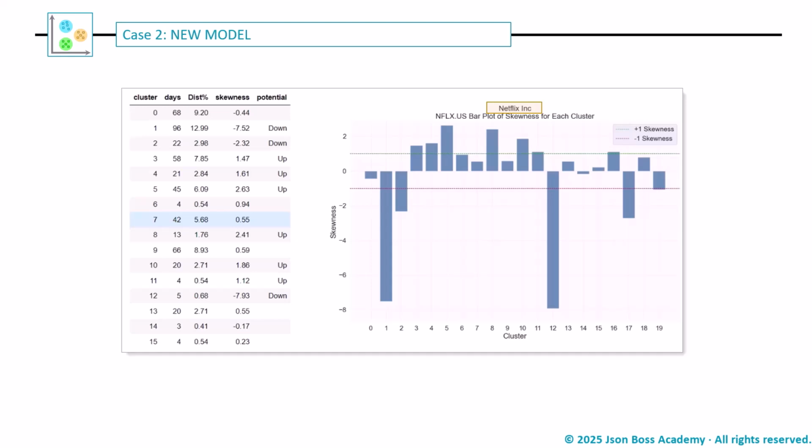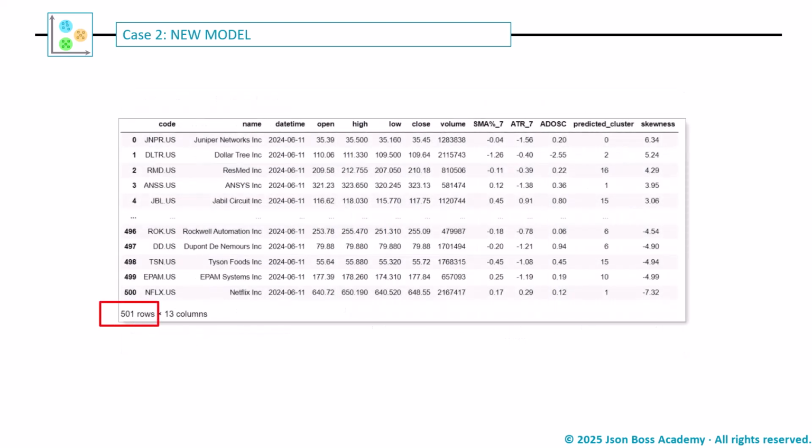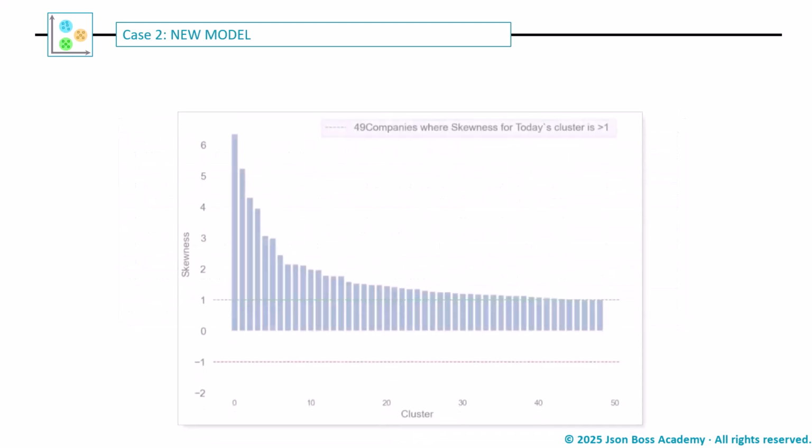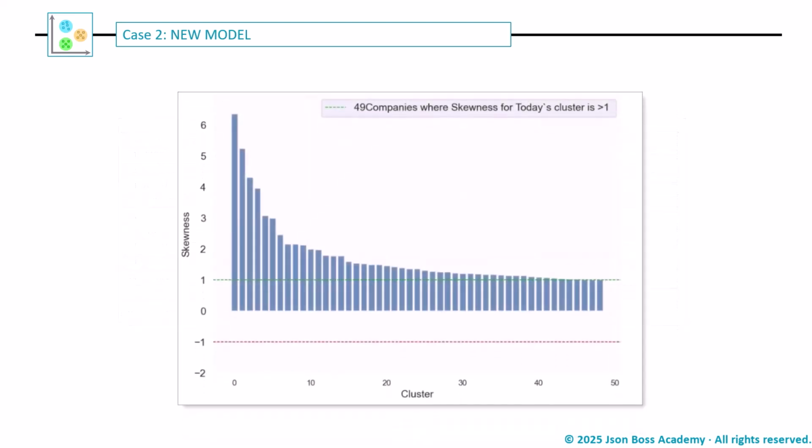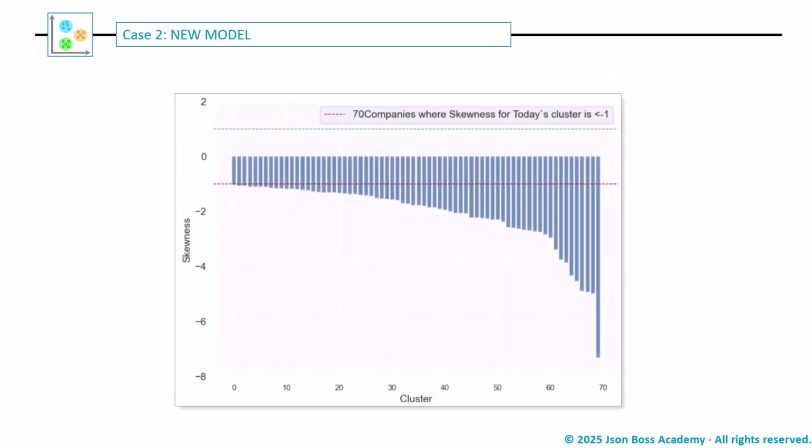After eliminating a couple of irregularities, which is why there are now 501 rows or companies, each company has features in the form of technical indicators that generate a specific cluster extracted from the price patterns and historical features of that company with historical skewness. In the graph, we have ordered and presented the 5 with the highest skewness, generating bullish signals, and the 5 with the lowest skewness, generating bearish signals.